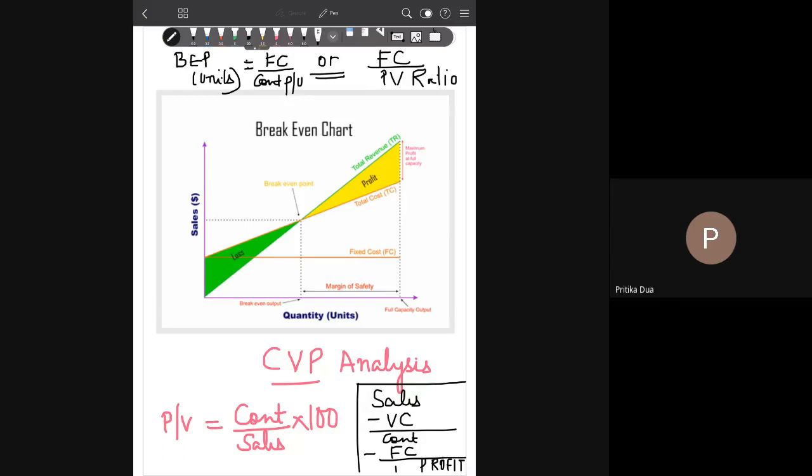Now graphically you can see what a break-even chart looks like. Though you have done all this in economics also, you can see that sales is given on the y-axis, quantity is on the x-axis. This is the total revenue line. Total revenue line starts from point 0. While the total cost line always starts at the fixed cost. Can anyone tell me why? Just looking at the graph, you'll get the answer to it.